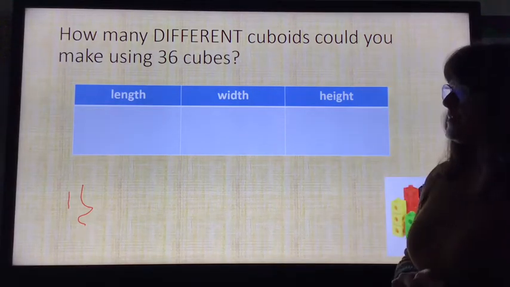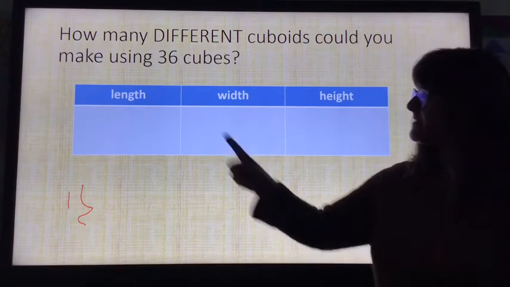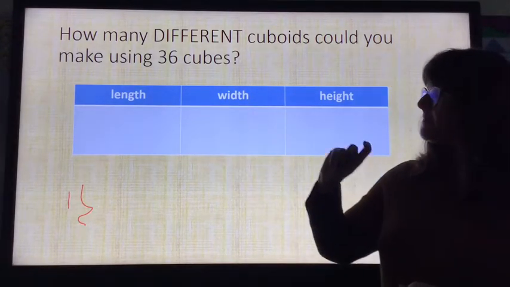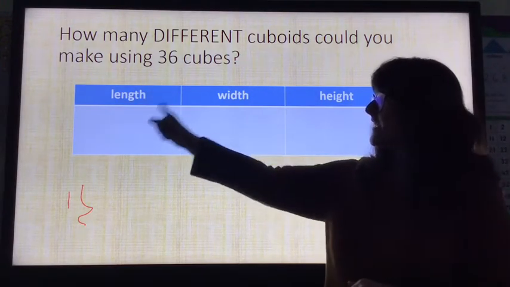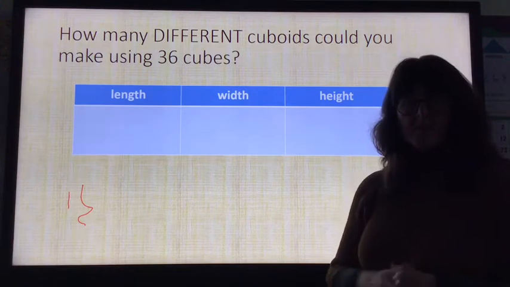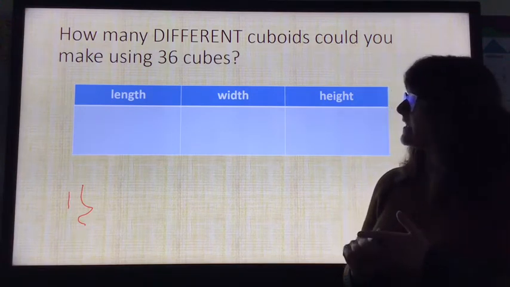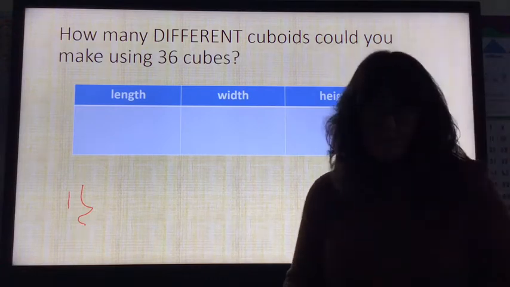If you don't have cubes, then one way to look at this problem is to make yourself a little chart, because you're looking for a length times a width times a height that makes 36. So you want 3 numbers that multiplied together make 36. Let me get you going with some easy ones.